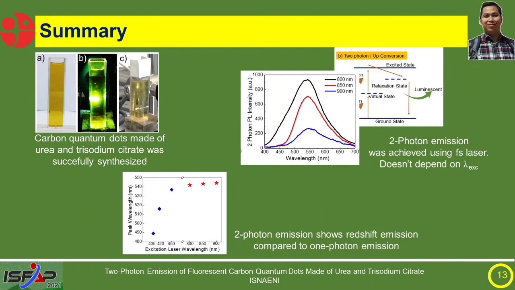Finally, we have successfully synthesized carbon quantum dot made of urea and trisodium citrate. We have shown that our carbon quantum dot were able to give fluorescence under both down conversion and two-photon emission photoluminescence. Using a band diagram, the different mechanism of down and up conversion can be explained really nicely. This result may give a good hint for real biomedical application.